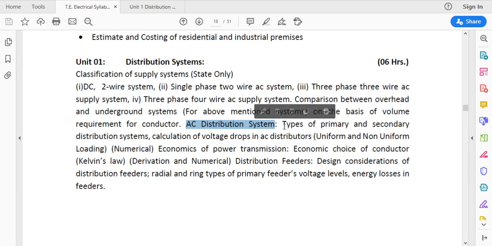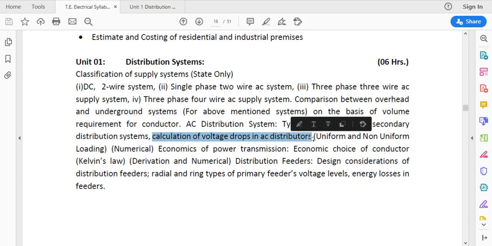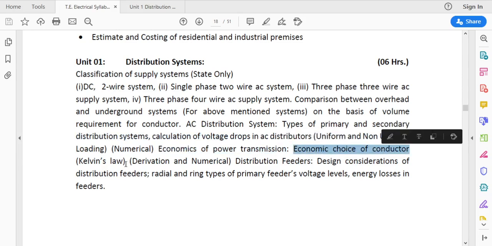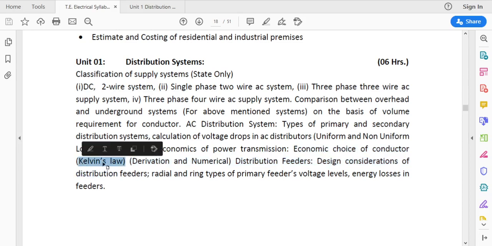So under this we will discuss the types of primary and secondary distribution systems. We are interested in the calculation also of voltage drops in AC distributors. So there are two loadings, uniform and non-uniform. After this we will discuss the economics of power transmission. Under this we will discuss the economic choice of conductor with the help of Kelvin's law. We are interested in the derivation and the numericals.